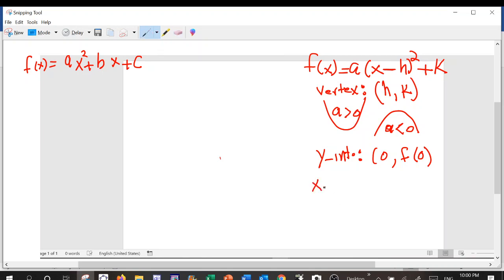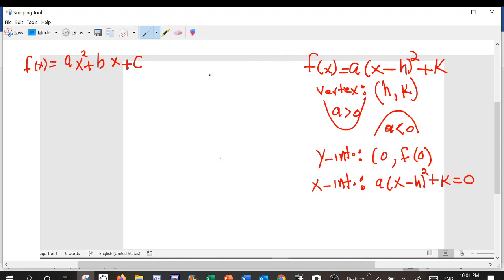And the x-intercept is going to be what? It's going to be when f of x is 0. That means we have to set a(x minus h) squared plus k equal to 0. That's how we find x-intercepts and y-intercepts. And we are done. And we can easily graph one of these.